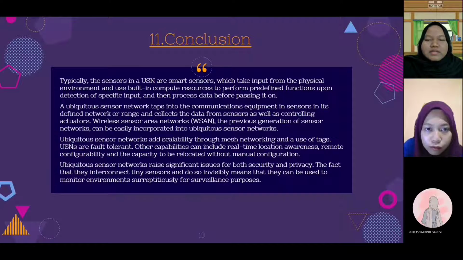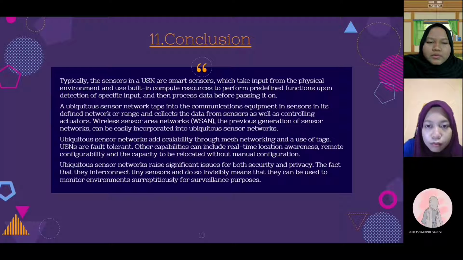The previous generation of sensor networks can be easily incorporated into ubiquitous sensor networks. Ubiquitous sensor networks add scalability through mesh networking, and USN are fault tolerant. Other capabilities can include real-time location awareness, remote configurability, and the capacity to be reconfigured without manual configuration.